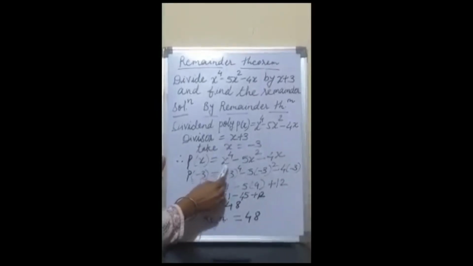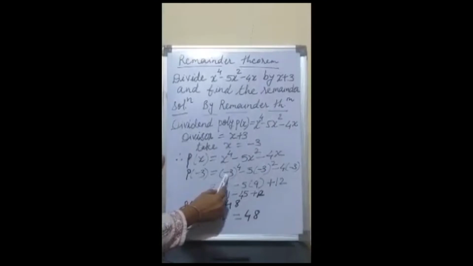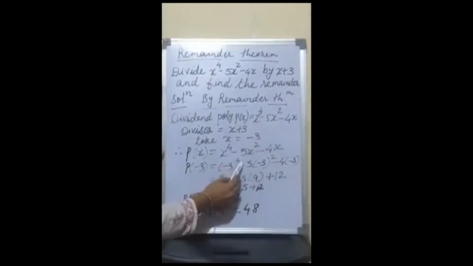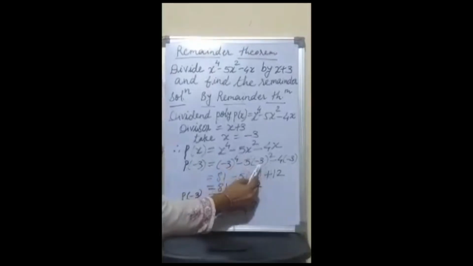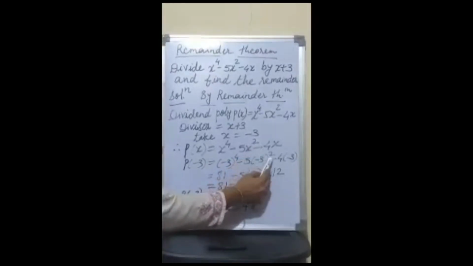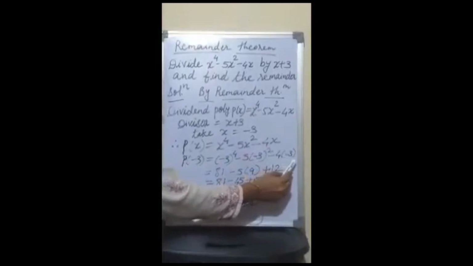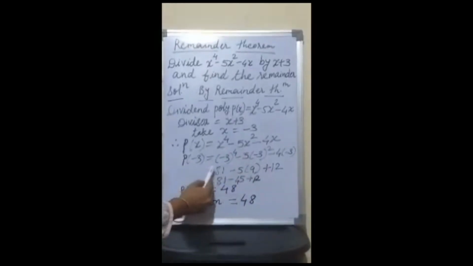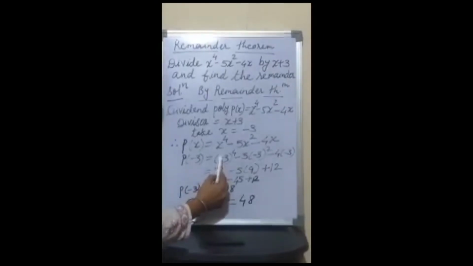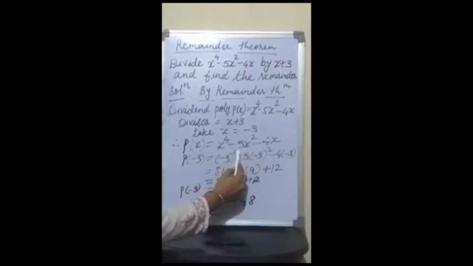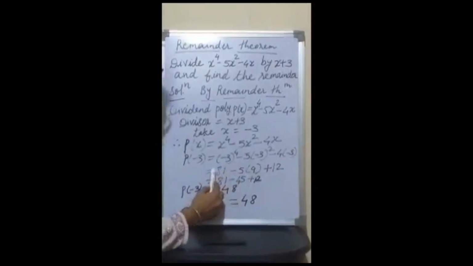So here in place of x you have to put minus 3 raised to the power 4, minus will be as it is, then 5. In place of x again you take minus 3 whole square according to the question, minus 4 into minus 3. Now next step, you have to just simplify.